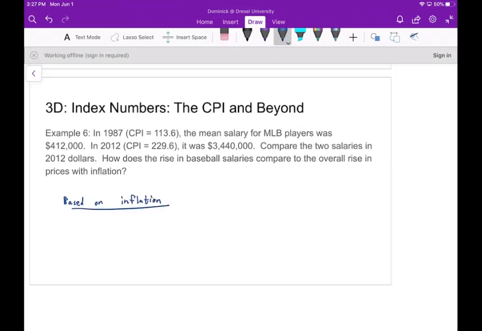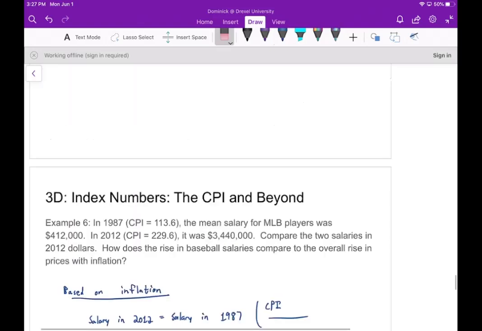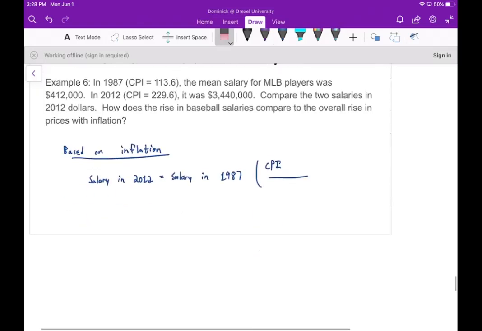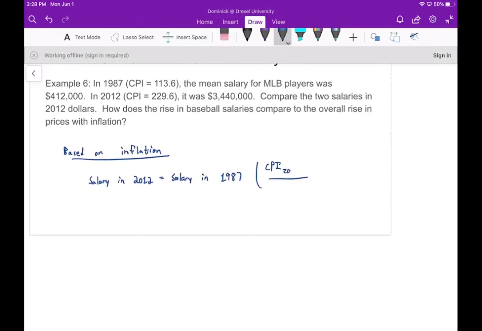The way that I could get that is that the salary in 2012 should be the salary in 1987 times the CPI in 2012 over the CPI. I think I have this reversed, actually. I think this should be, oh wait, is that right? No, I think I was right the first time. So CPI in year 2012 over the CPI in 1987. This is how we should be able to find it.